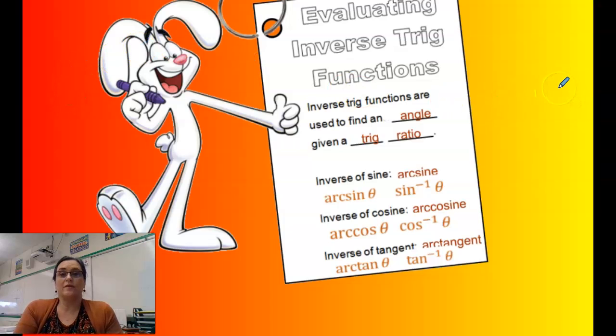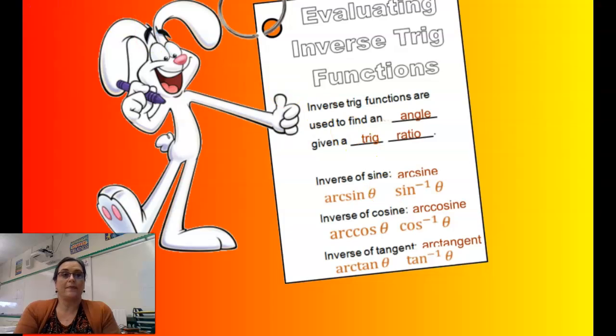So welcome to our notes on evaluating inverse trig functions. We first were introduced to the arcsine, the arccosine, and the arctangent functions when we did our notes on right triangle trigonometry, and that's where we learned that inverse trig functions are used whenever we want to find an angle measure when we're given the trig ratio. So what we're going to do in this lesson is apply these inverse trig functions to special angles on the unit circle.